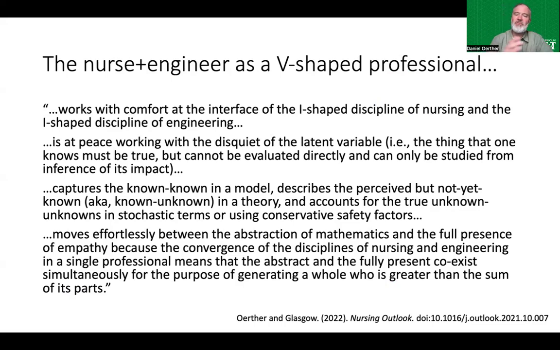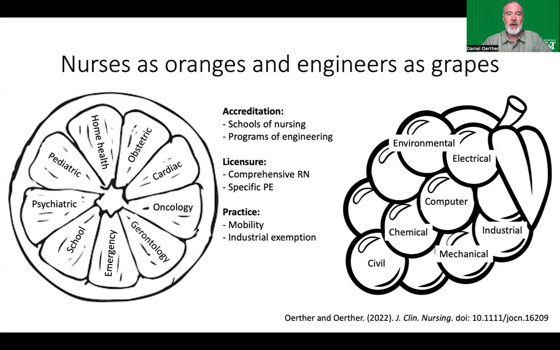And the nurse engineer should move effortlessly between the abstraction of math and the full presence of empathy, because convergence of engineering and nursing into a single profession means that the abstract and the fully present, the future that the engineer is trying to build, and the presence that the nurse is experiencing all come together for a sum that's greater than the parts. Now, nursing and engineering are similar yet different disciplines.